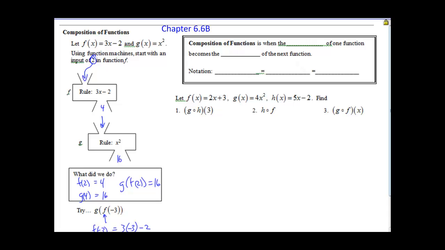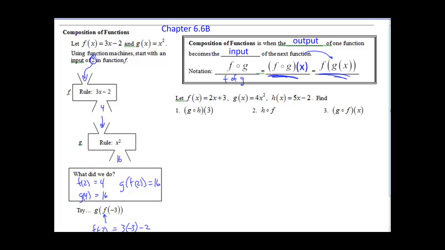Okay, so composition of functions is when the output of one function becomes the input of the next function. Okay, notation, we're simply doing this. We're saying that f of g, not times, is equal to f of g of x, or we can write it f of g of x. So this and this are both the same, or written the same.